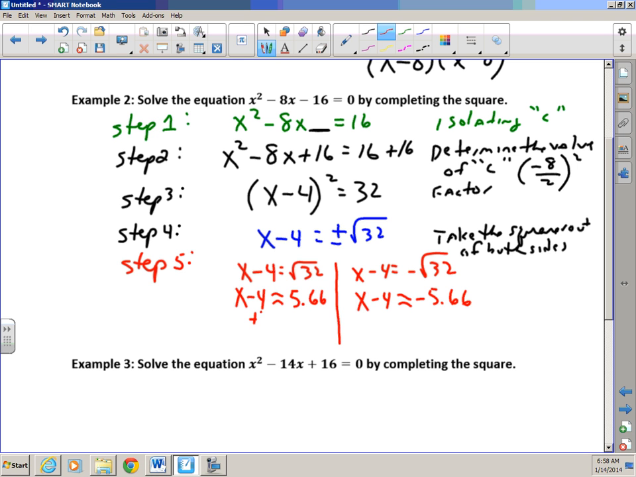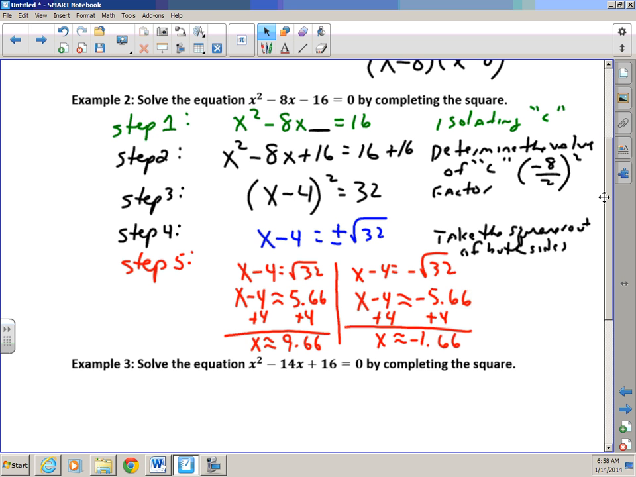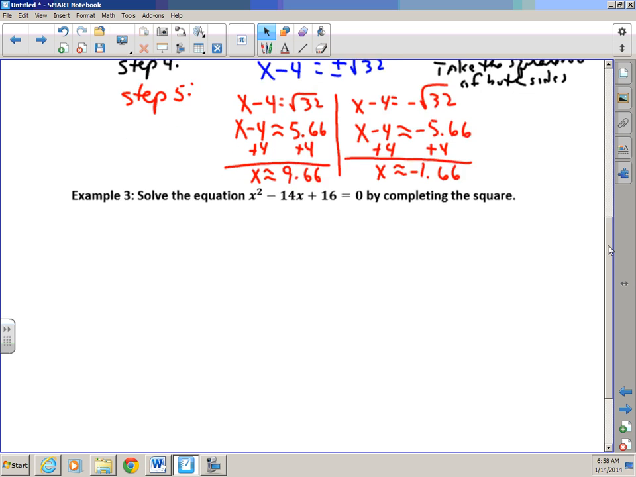I add 4 to both sides, and x is approximately 9.66. X is approximately negative 1.66. And those are my two answers. I will eventually show you how you can check this on the calculator. Okay? Now you'll see your answers are decimals. That shows you that you were not able to factor that. Because if you were able to factor this, you would have gotten integer values.